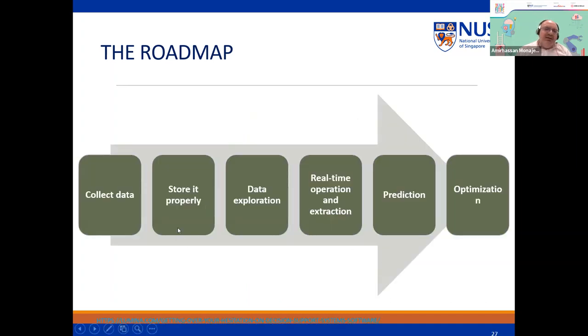Again, the roadmap of implementation of AI and machine learning is: collect data, store it properly, do data exploration, meaning extracting some useful information from your data, real-time operation and extraction, transactions, etc., and extraction of data while it's being generated. Then using that stored data and online real-time operational data to do prediction and finally optimization of your business. Prediction for decision-making, optimization to make your revenue higher, to make your business more fluent, faster, less costly, and more profitable. This prediction and optimization are ultimate stages in implementation of AI and machine learning in any digital business.